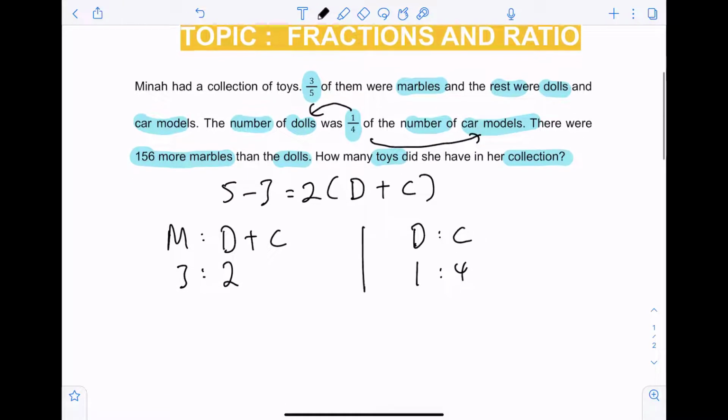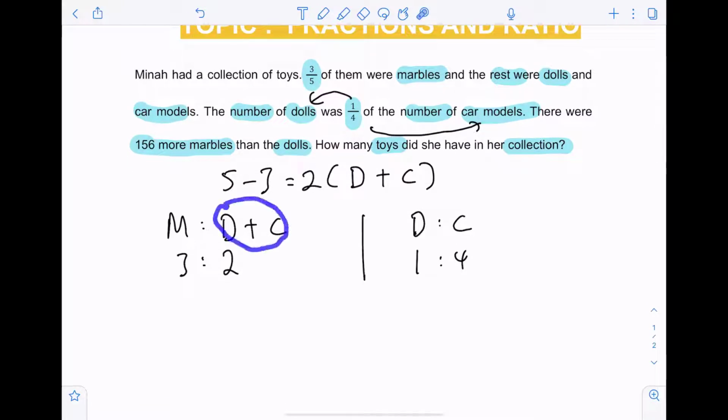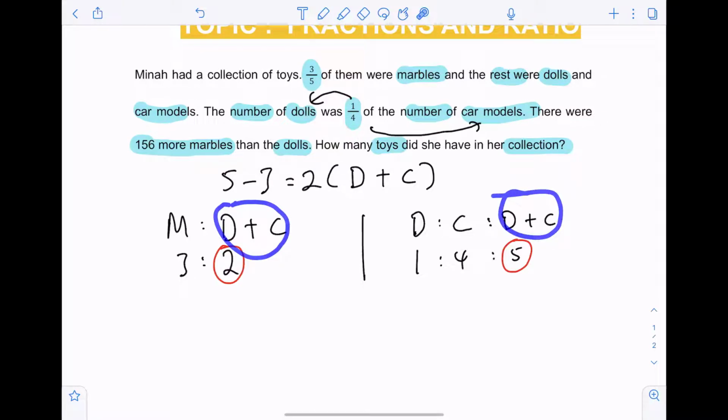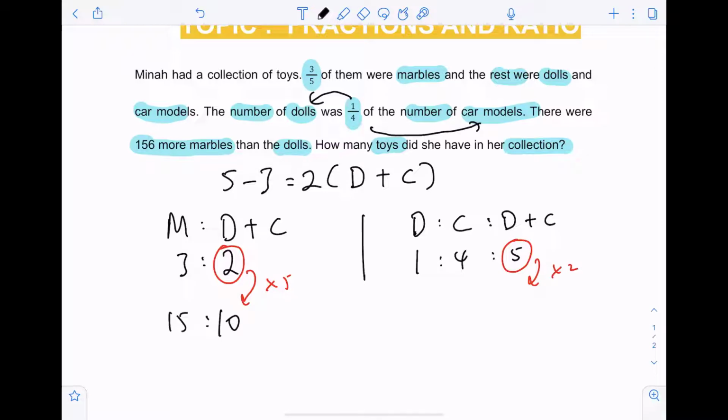So what we need to do is this. Since we know earlier on that dolls and cars should add up to 2, and over here, dolls and cars do not add up to 2, it's 5. So 2 and 5, we need to make sure that they are the same, because both are dolls and cars. So 2, you multiply by 5, and you multiply this by 2 as well, so that you get the same number here. You get 15 here, 10 here as well, 8 and this is 2. So as you can see, we have successfully made the dolls and the car models the same.